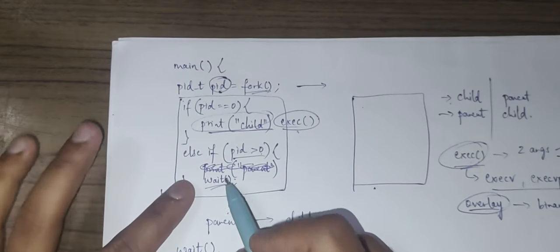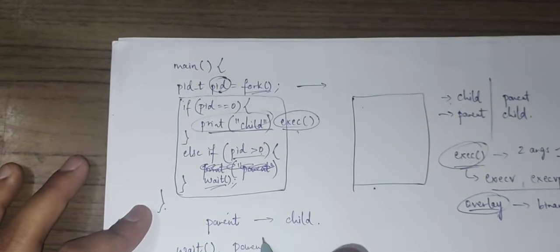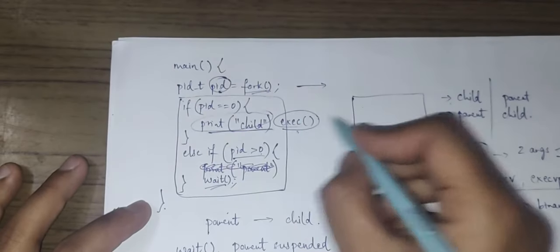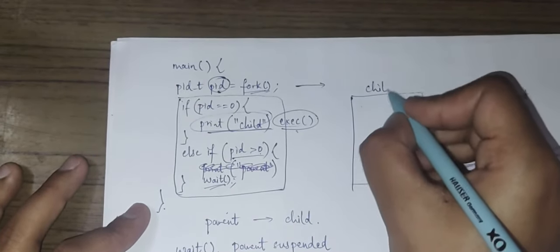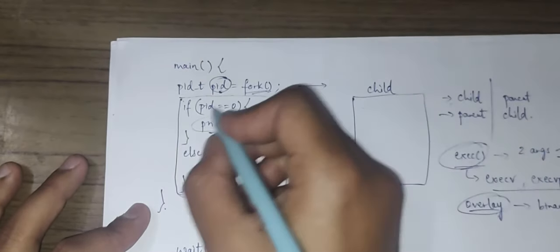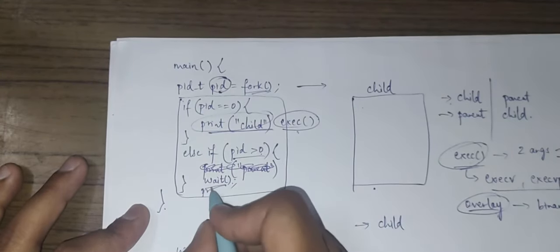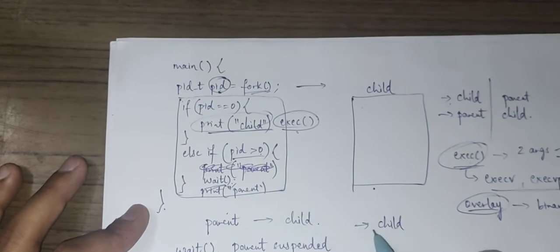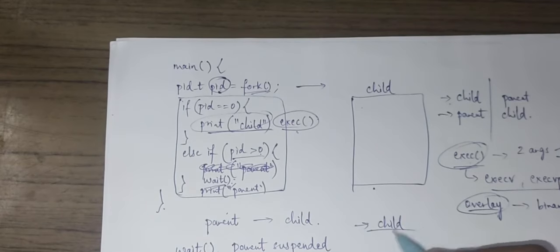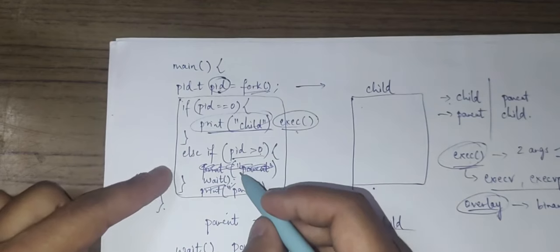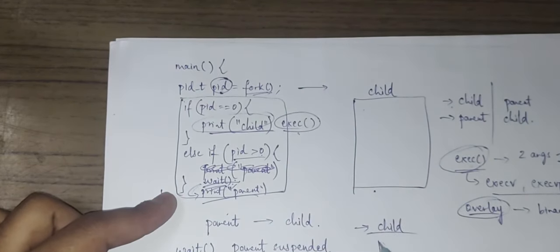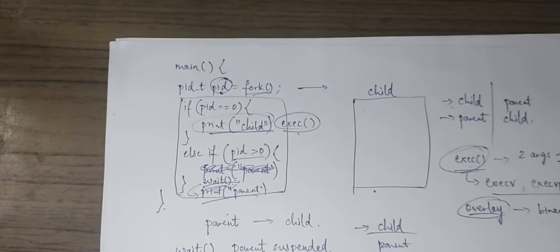Now what wait will do is actually suspend parent process execution. Once parent is suspended, it'll go to the other duplicate process, which would be our child, and call the child process. Here PID from fork will return 0, which would be our child, so child would be printed. Once child completes its execution, it terminates, and then the control will come back to the parent because it was waiting. Then we'll continue with the next line of code, which is our parent. So if you want the parent to wait for the child process to complete and then run its execution, we'll have to call this wait system call.